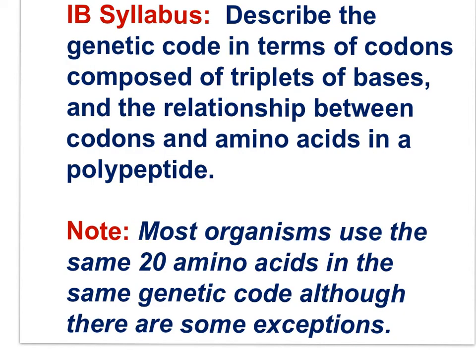Here's the relevant IB syllabus statement. Describe the genetic code in terms of codons composed of triplets of bases and the relationship between codons and amino acids in a polypeptide. Remember that most organisms use the same 20 amino acids in the genetic code, although there are some exceptions to the 20 amino acid rule.